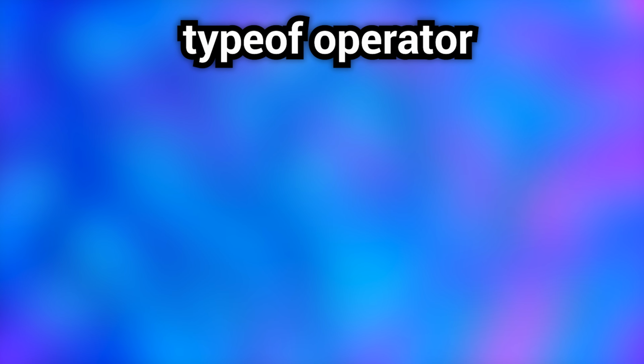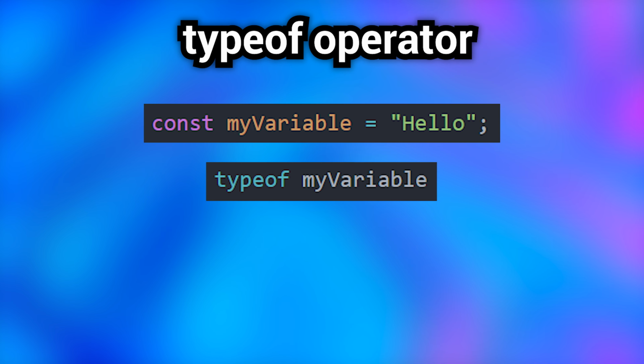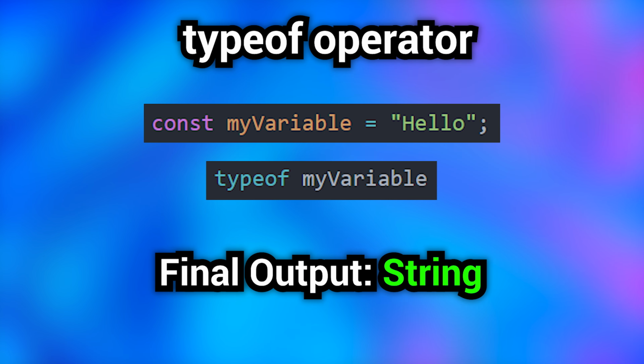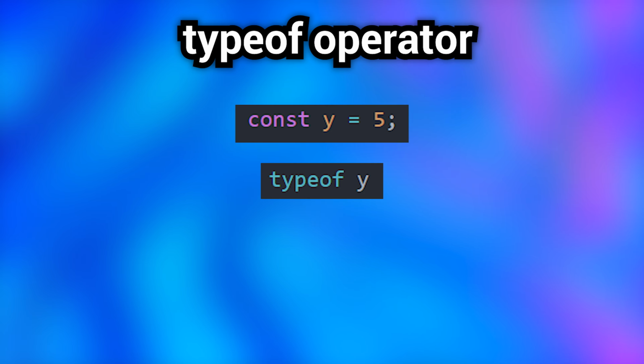The type of operator just checks to see which data type is being used. So if we have my variable hello and do type of my variable, it will return string. If we have a variable called y, which stores the number 5, and we say type of y, it's going to return number.